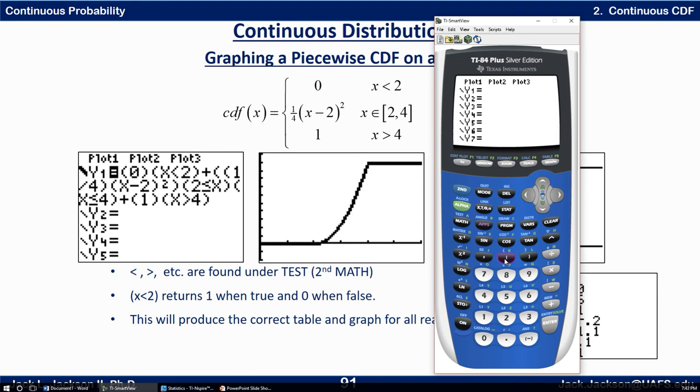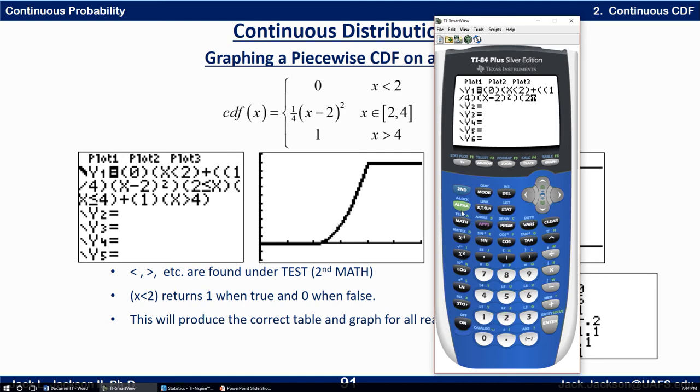So let me put it in. Parentheses, 0, parentheses, parentheses, x. Now, what about the less than? That's under Test, which is second Math, and number 5 is less than, 2, close parentheses, plus. Now the second part of the formula: 1/4 times x minus 2 squared. Close that parentheses. And then that's times the two conditions.